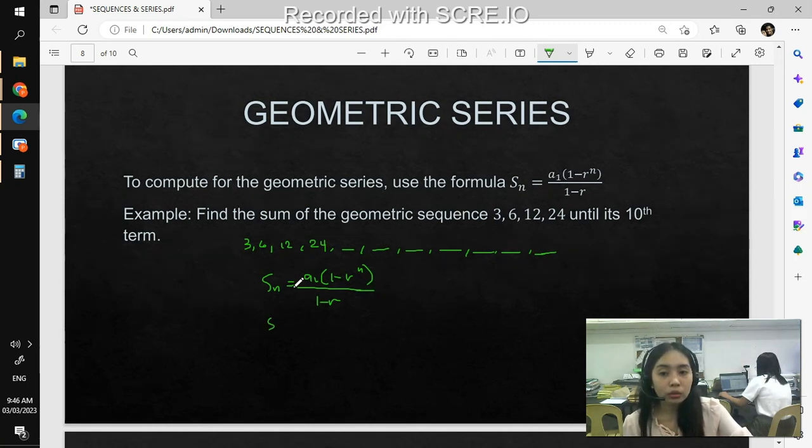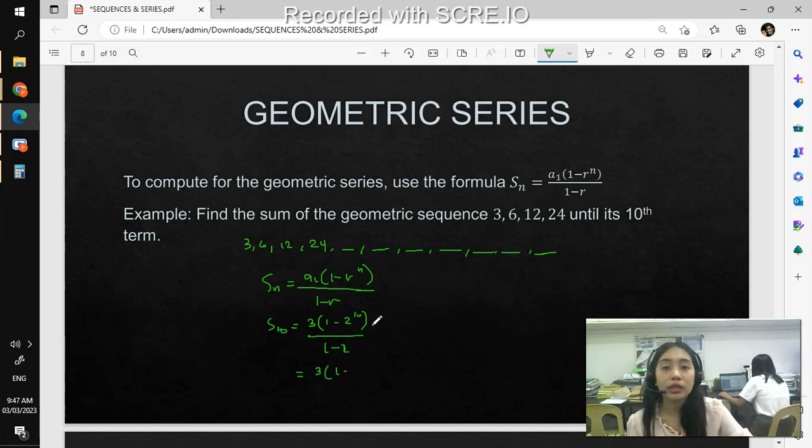In this case, we are to look for the sum of the 10 terms. So you have there S sub 10 is equal to, we have our first term that is 3 times 1 minus the common ratio. So you have 6 divided by 3, that's 2. 12 divided by 6, that's another 2. The same goes for 24 divided by 12. So the common ratio again is 2, and we have it in here 2 raised to 10. All right, 1 minus 2. Okay, so we have 3 times 1 minus 2 raised to 10.